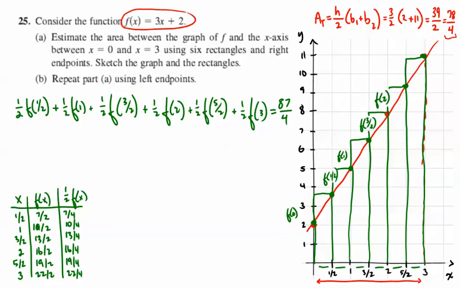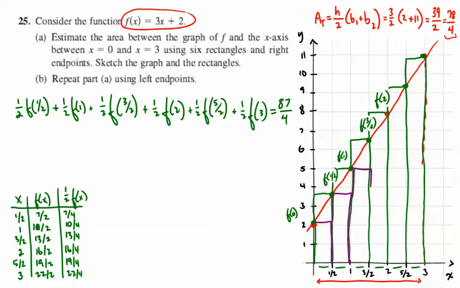Now we want to do the same thing using the left endpoints. So for the left endpoints, I'll use a purple color here. For each, we're still going to have the same 6 bases of those rectangles, but instead of using the right endpoint, we're going to come over here and use the left endpoint as the height of each rectangle. And so the second one will look like that.